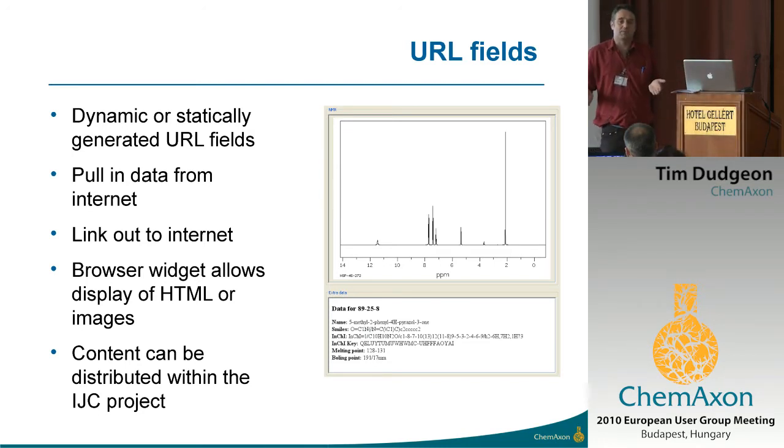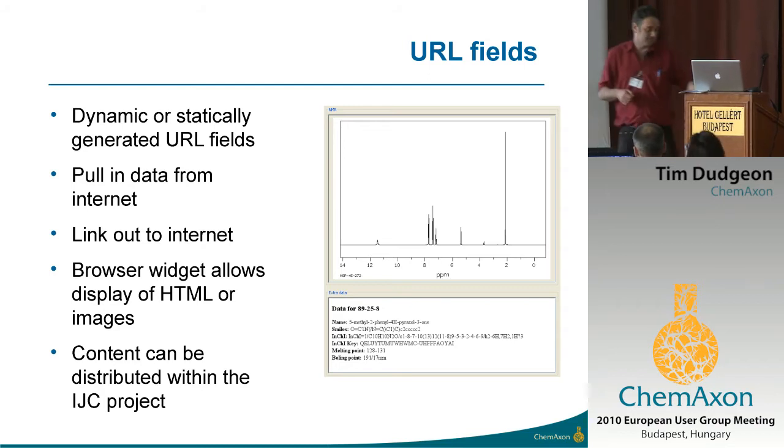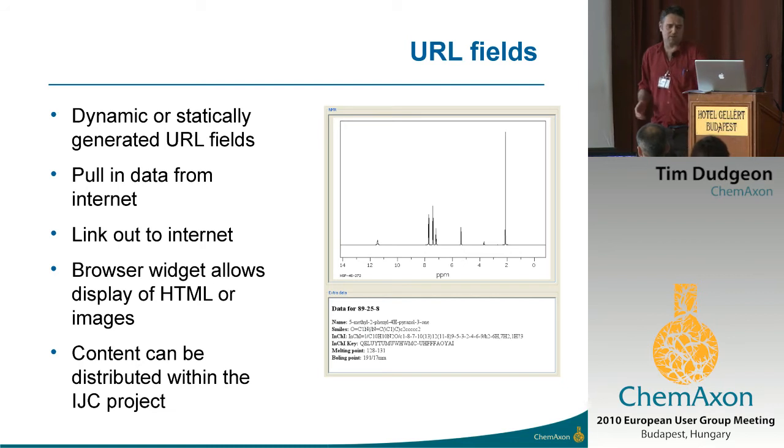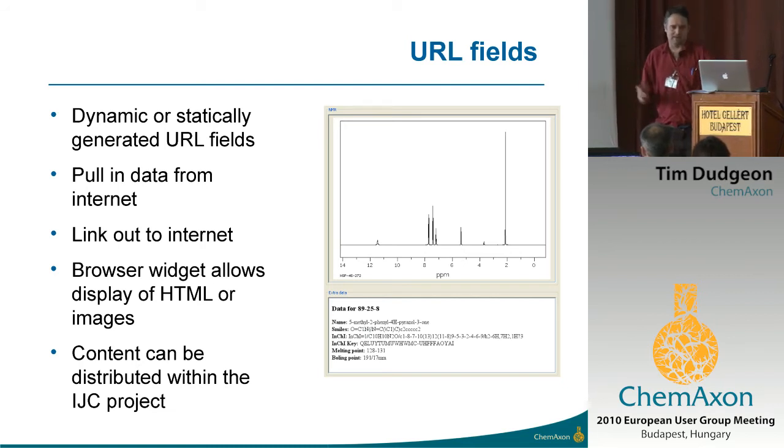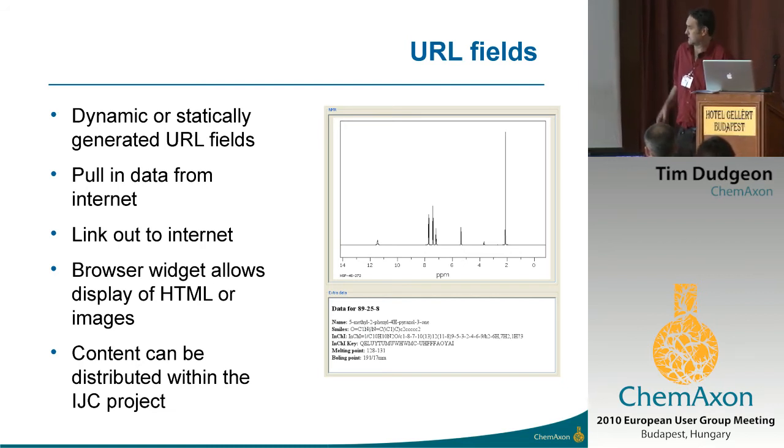So we can link out to places like ChemSpider and PubChem and things like that, using URLs that can either be dynamically generated based on the content of other fields in the database, or can be a static URL, meaning one you've just typed in the full path for the URL. And this provides you a lot of nice ability to link in and link out to data that isn't within the central IJC database.